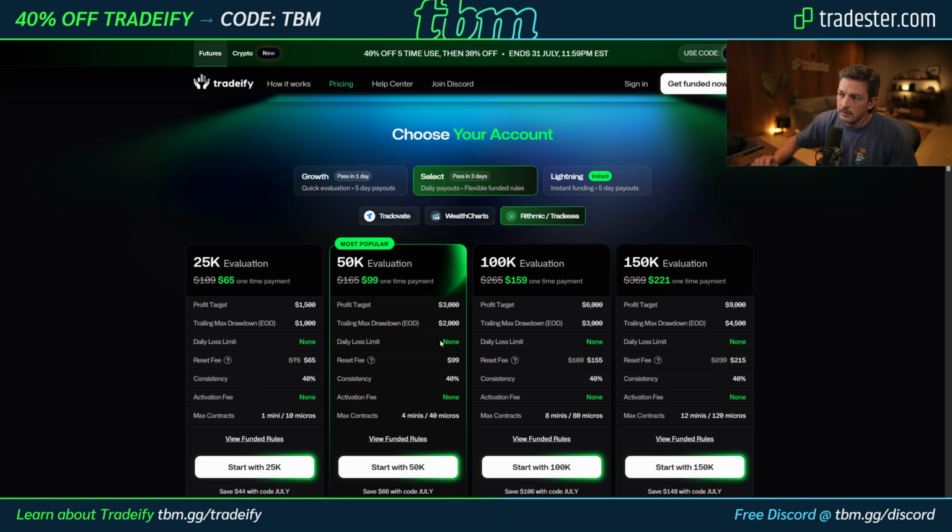The downside here is that it is 3 days to pass instead of 1 day to pass with the growth. The Select is 3 days to pass. To me, not a downside. I'm not in a rush. I want to trade well. I don't want to rush and YOLO it, right? For people who are wanting to YOLO it, the growth is probably a little bit cleaner route for you.